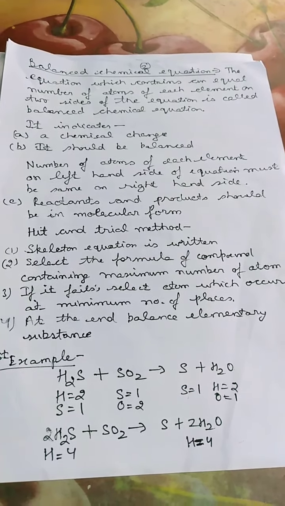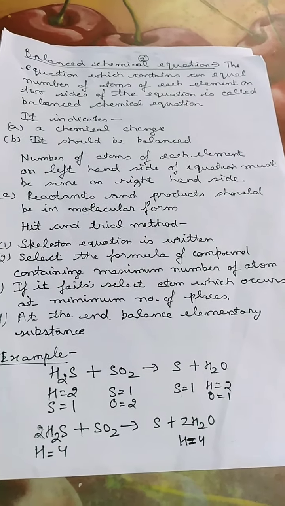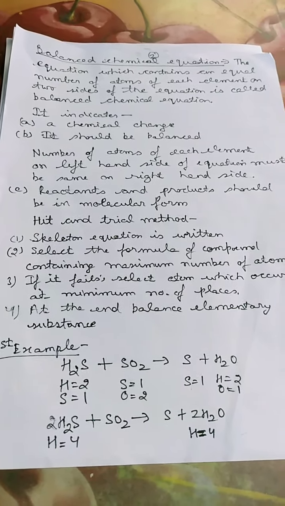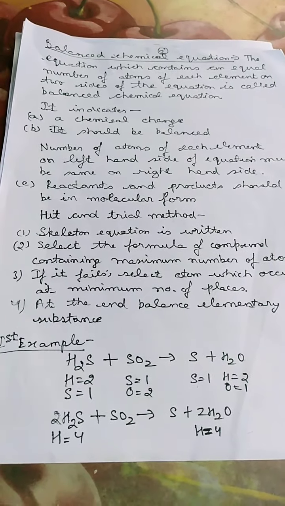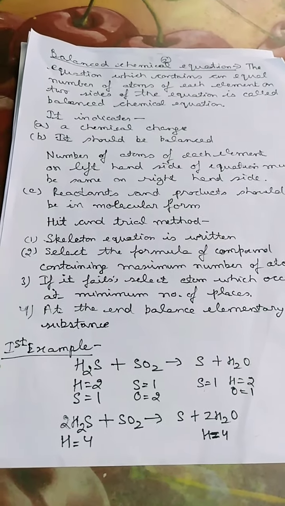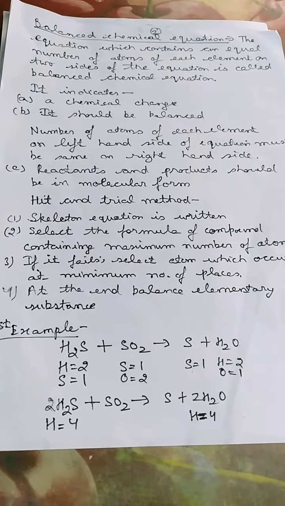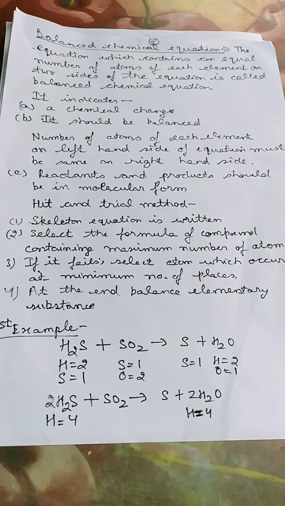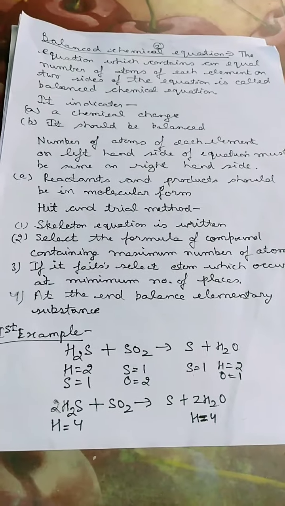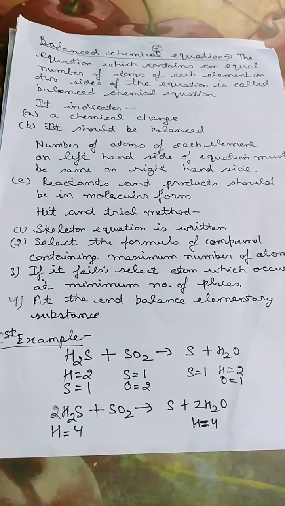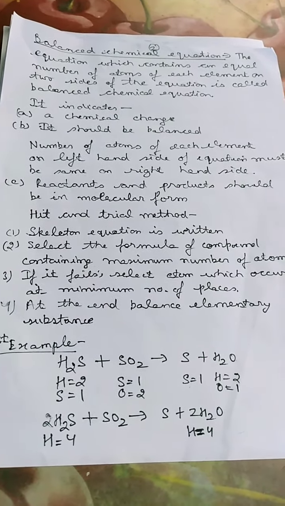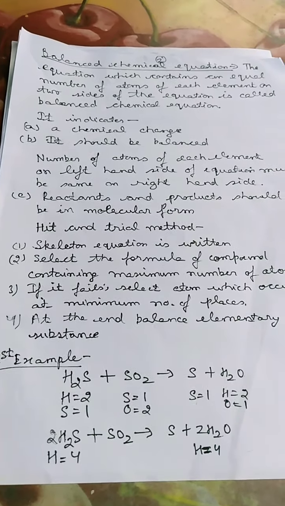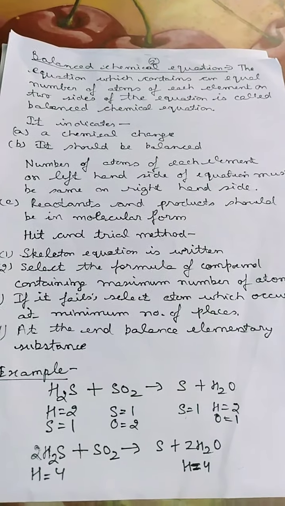Firstly, we will write the number of atoms of elements in the following equation. In H2S, hydrogen atoms are 2, sulfur 1. In case of sulfur dioxide, sulfur 1 and oxygen 2. In case of sulfur as the product, only sulfur 1 atom, and in water, hydrogen atoms are 2 and oxygen is 1. So, listen how we are going to balance it by the hit and trial method.